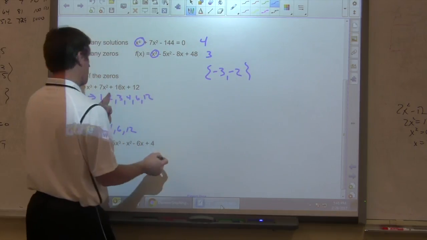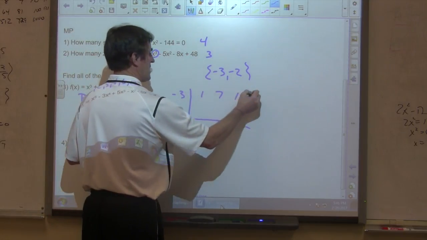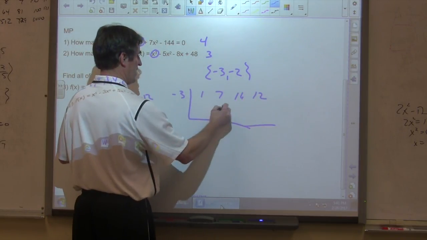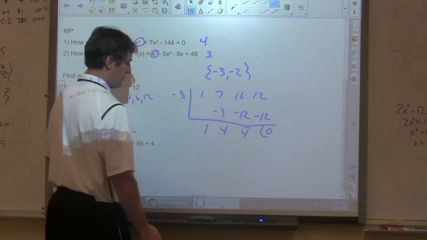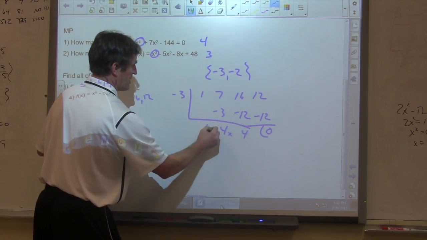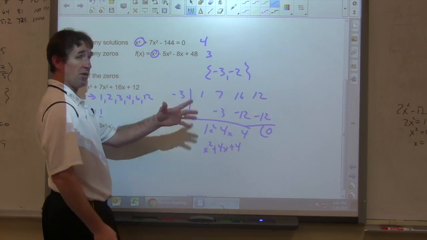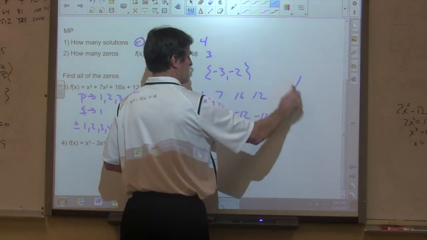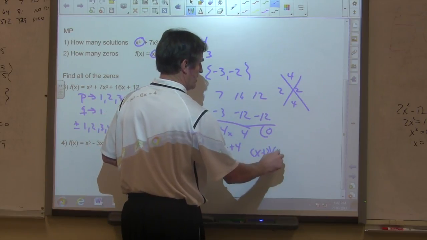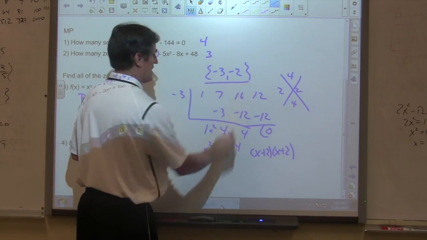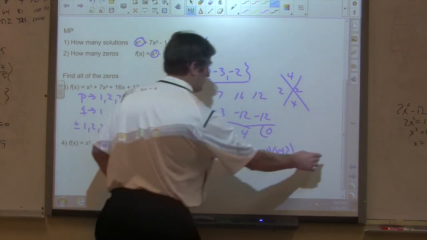I'm going to do synthetic division with -3. So we have 1, 7, 16, and 12. 1, negative 3, 4, negative 12, 4, negative 12, 0. So remember, constant, first power, second power. So we have x squared plus 4x plus 4. And now you can either factor or use the quadratic formula, but I can use the x method. 4 and 4, 2 and 2. So we get x plus 2 and x plus 2. So we had our three answers. It's just that negative 2 repeated.